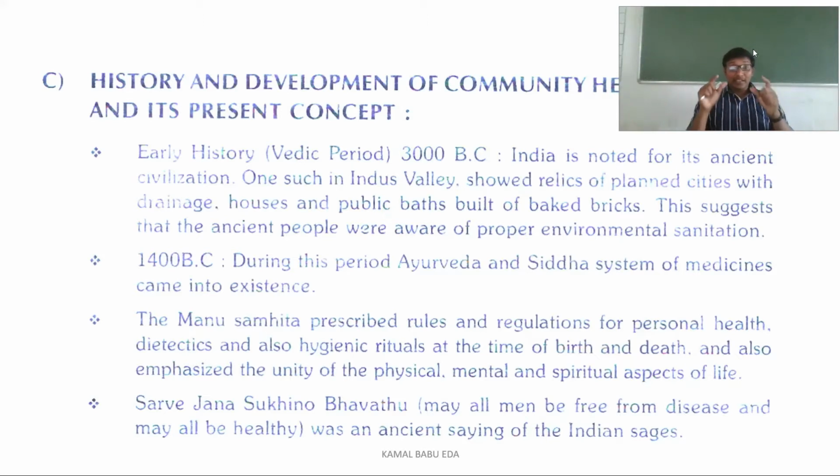Here they emphasize that a person is said to be healthy when he is physically, mentally, and spiritually healthy in all aspects of life. The same thing you can observe in the World Health Organization definition. We also have a slogan called Sarve Jana Sukhino Bhavantu, which means may all people be free from disease and may all be healthy. It was an ancient saying of the Indian sages.